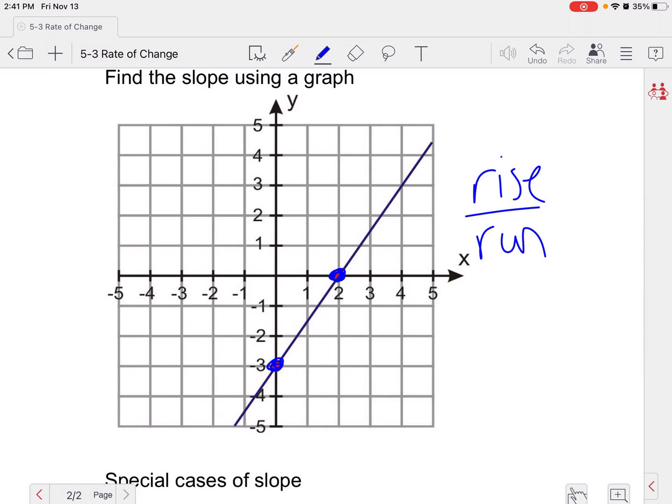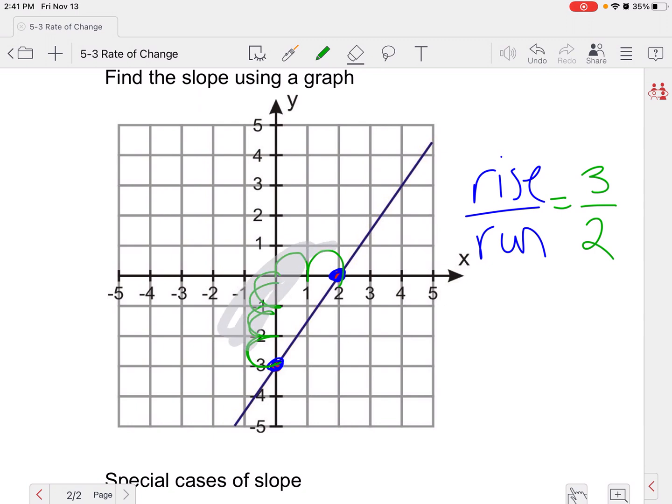So I start at the lower one because that just makes life a little bit easier, but you could start at the upper one. So I'm just going to say I'm going to go up 1, 2, 3. So my rise was 3, and my run is 1, 2. Okay. Now I can do those jumps because I'm counting by ones. If I was counting by twos, make sure you're looking at that, it would be 2, 4, 6, right, instead. So the slope of this is 3 over 2.